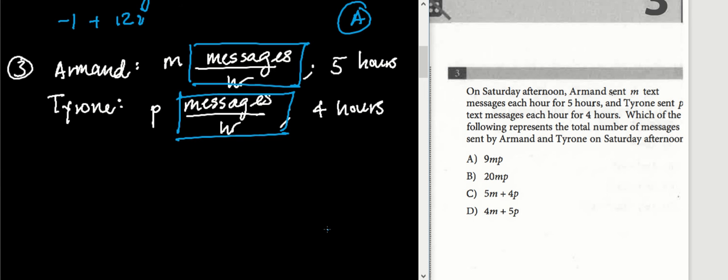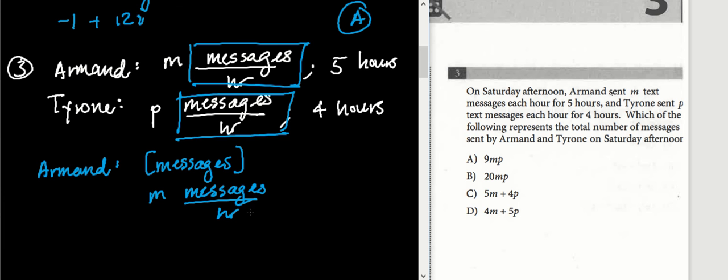We're going to do something similar here when we want to go from messages per hour to total number of messages. So let's look at Armand again. If you want to find the total number of messages sent by Armand, what we need is units of messages at the end of all of this. So you can think, how can I combine these quantities in a way that I get messages at the end? Immediately you can see that if you do m messages per hour multiplied by 5 hours, the hours in the denominator and the numerator will cancel each other out, and you'll be left with 5m messages.